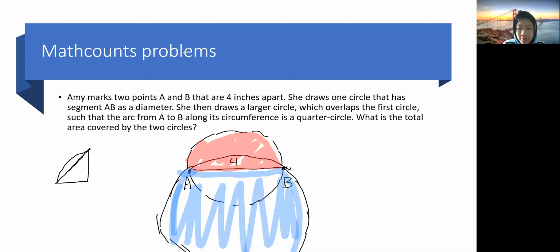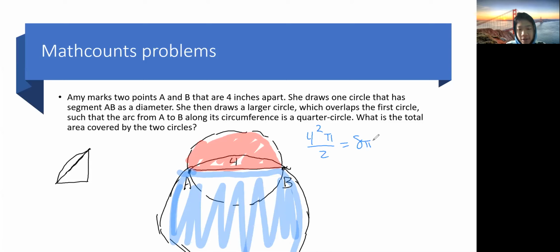First, the first part. Well, that's just half of a circle, right? Half of a circle of radius 4. That's 4 squared pi divided by 2, equal to 8 pi. Okay, so that we already know, the red part. Now about the blue part.